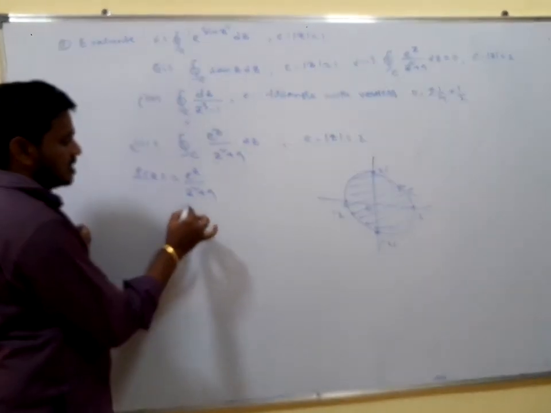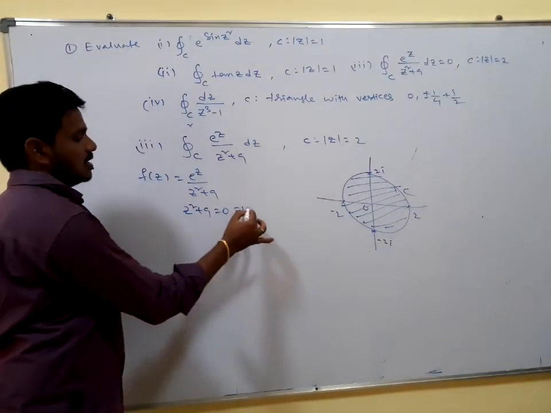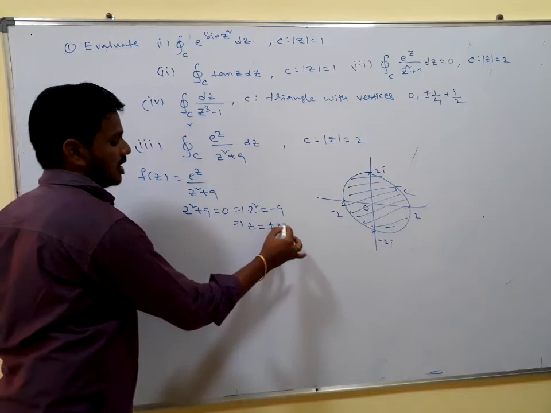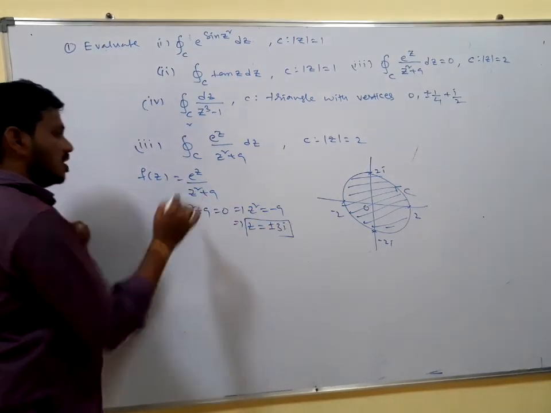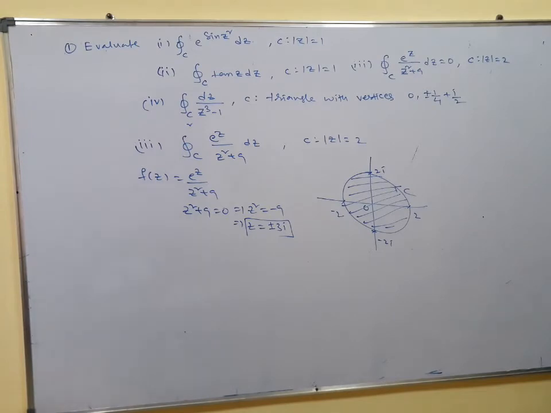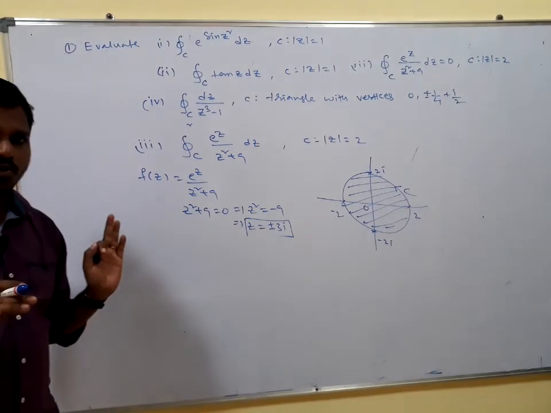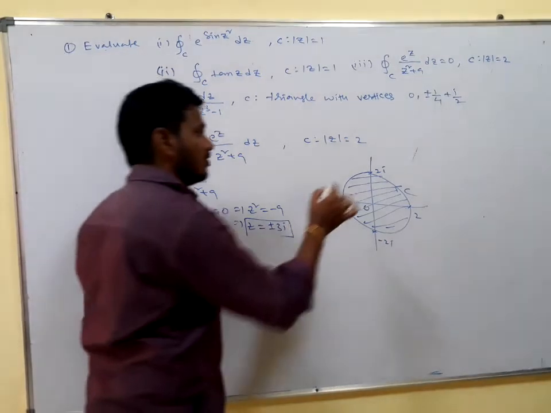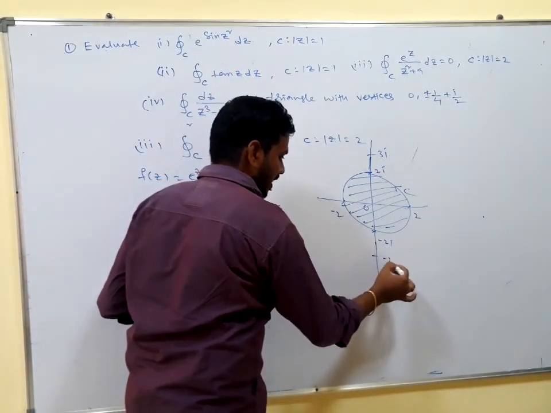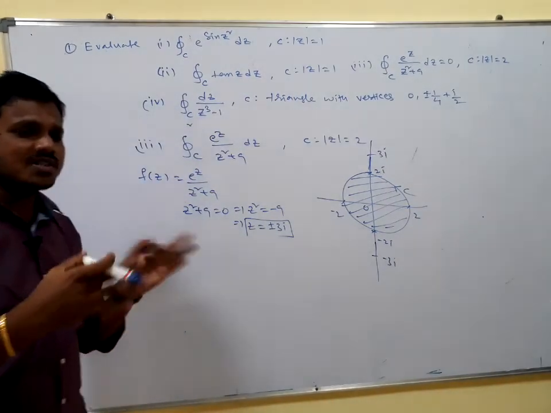That means z square plus 9 equals 0, z square equals minus 9, z equals plus or minus 3i. The function f of z is equal to e to the power of z divided by z square plus 9, which is analytic everywhere except these 2 points, plus 3i and minus 3i. This is plus 3i, this is minus 3i.